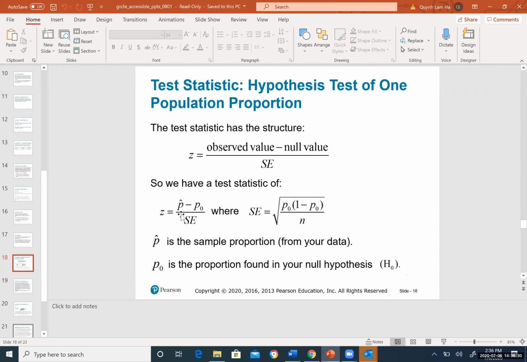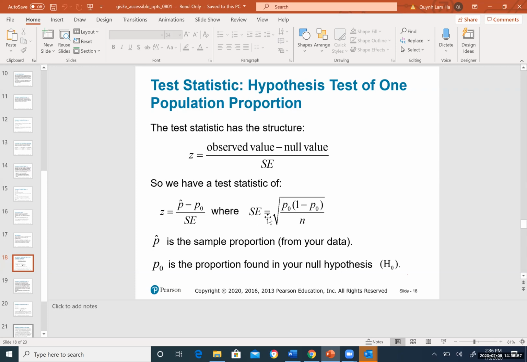P hat will be the observed value. P hat will be, all the time, a fraction or percent already given from the observed, from the researcher. P hat minus P naught. So P naught is the value all the time staying in the prompt, okay? And divided by SE. SE you have to compute in another step.